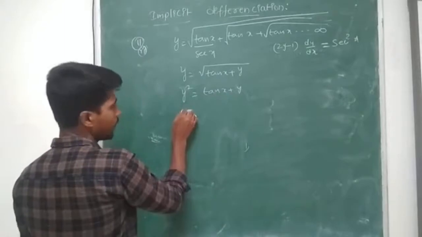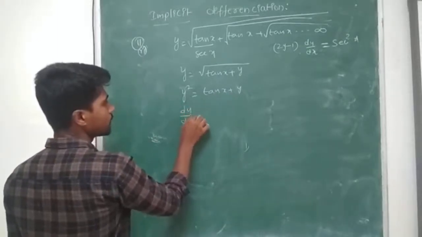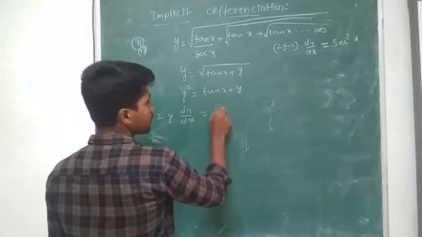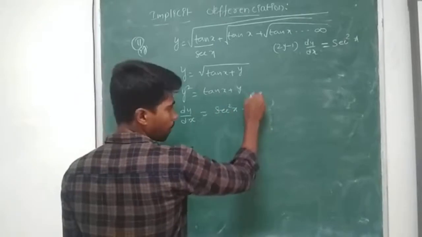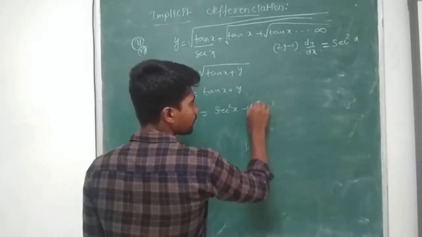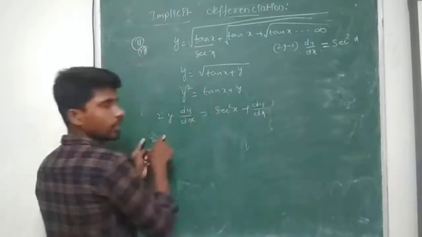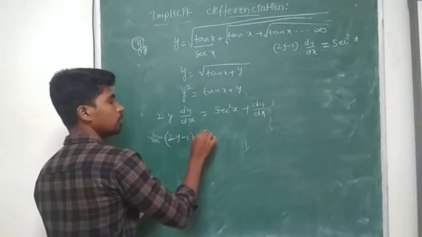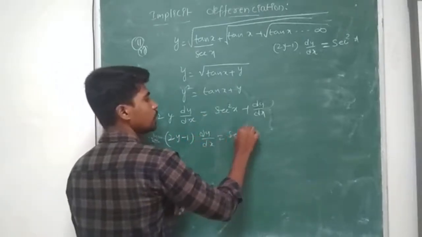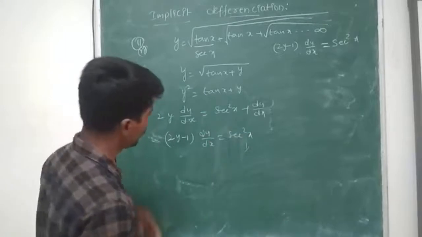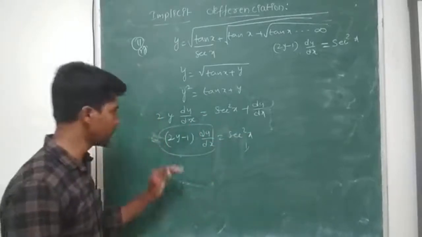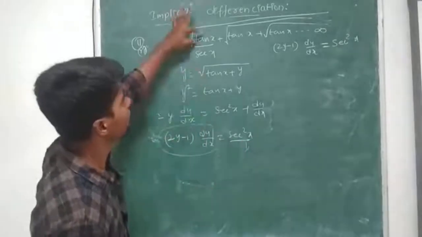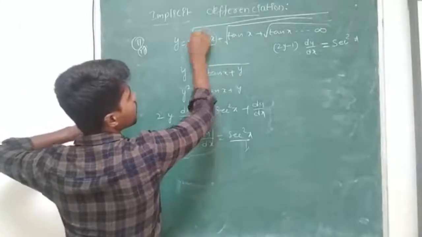Differentiating with respect to x, we get 2y into dy by dx, which is equal to differentiation of tan x, secant square x plus dy by dx. Send to left side. So if you transpose to left side, we get minus. So 2y minus 1 into dy by dx, which is equal to secant square x. So left side part is same. We are getting 2y minus 1 into dy by dx. Right side is reflecting derivative of the particular variable.